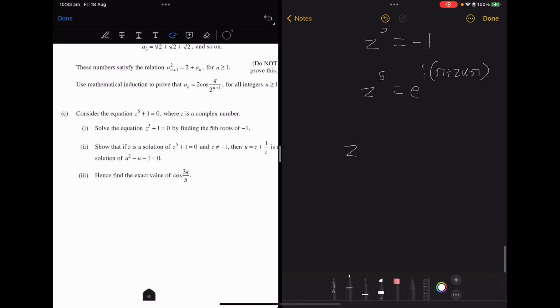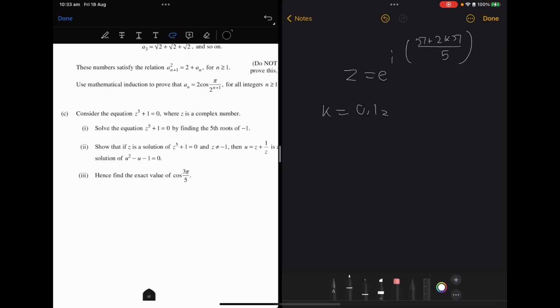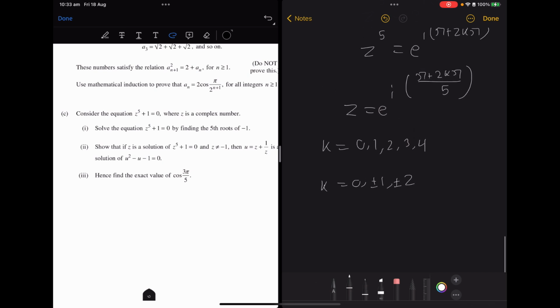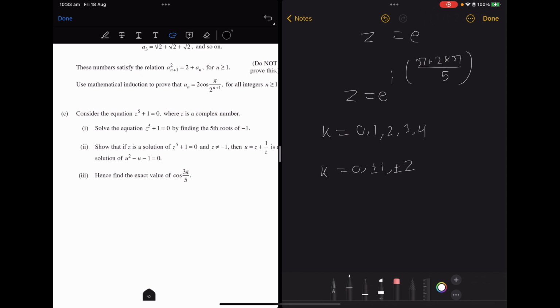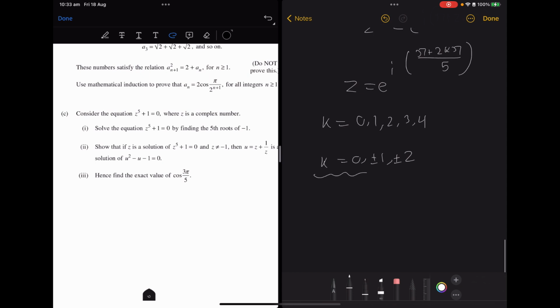And to bring that over, z equals e to the i pi plus 2k pi all over 5. There are multiple ways you can do this. You can either have k equals 0, 1, 2, 3, 4, or k equals 0, plus minus 1, plus minus 2. For simplicity's sake, I'm just going to go with 0, plus minus 1, plus minus 2.